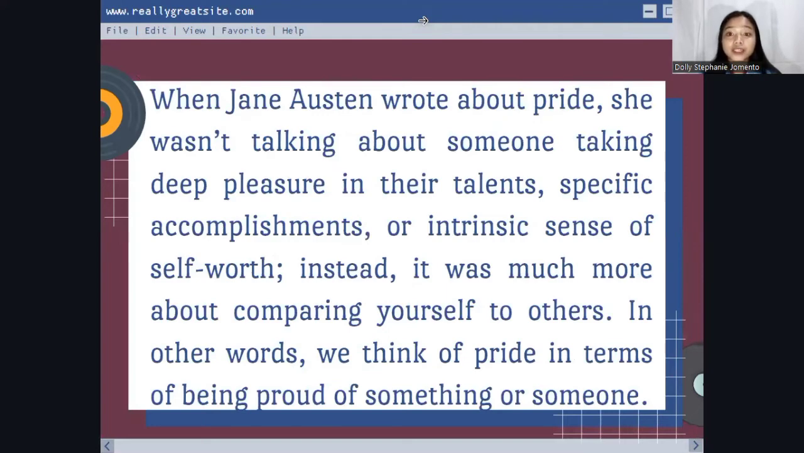When Jane Austen wrote about pride, she wasn't talking about someone taking deep pleasure in their talents, specific accomplishments, or intrinsic sense of self-worth. Instead, it was much more about comparing yourself to others. In other words, we think of pride in terms of being proud of something or someone.